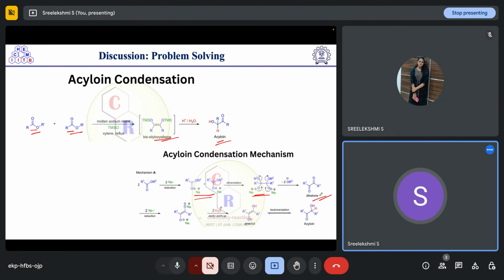So we will get this diketone, which is again reduced using the sodium metal. So we will get this ene diol, where this will be a radical so that the double bond is formed, and this is O minus Na plus. Then upon workup we will get this ene diol, which is basically the tautomerized form of the acyloin. So this is known as acyloin condensation.